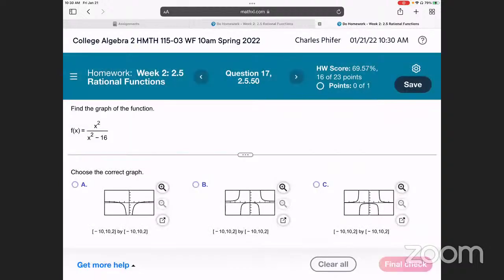Find the graph. Let me think about this one. Now, I could verify some points.